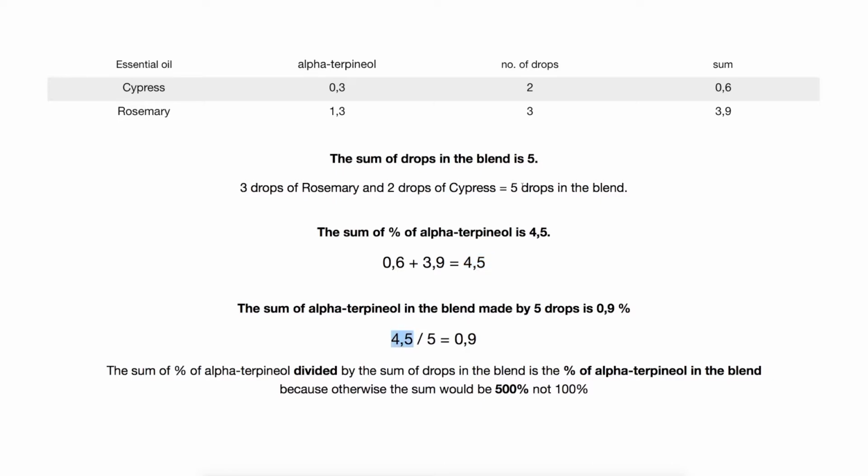And then divided by the number of drops in the blend, which is 5. And that's how we get 0.9% in our formulation in Dropsmith. I hope that it's easier for you to understand now how we get this percentage and why it is not always working as you expected.